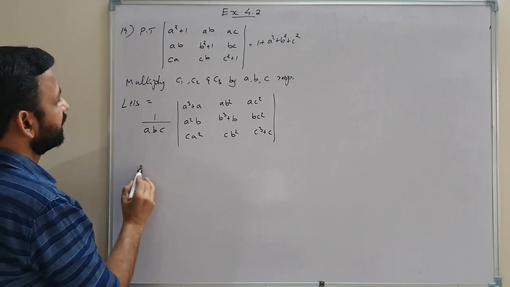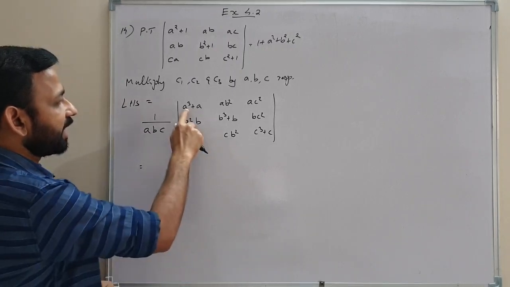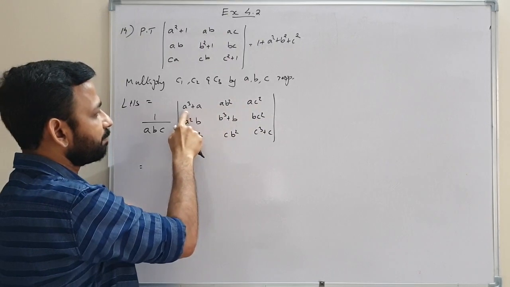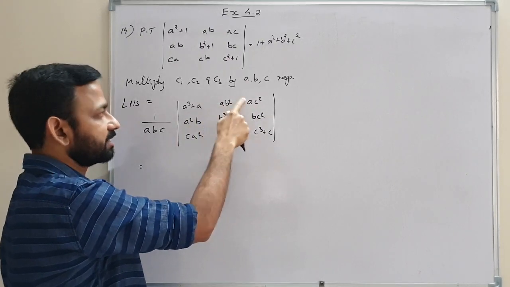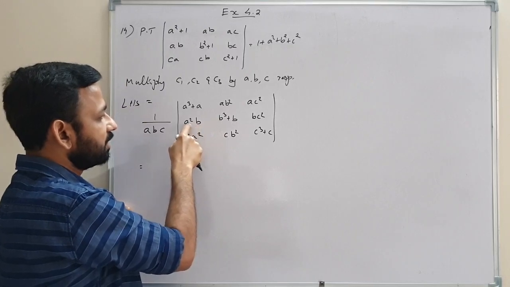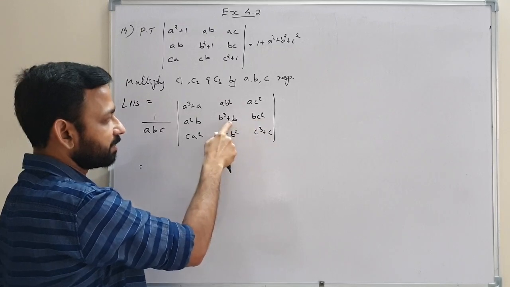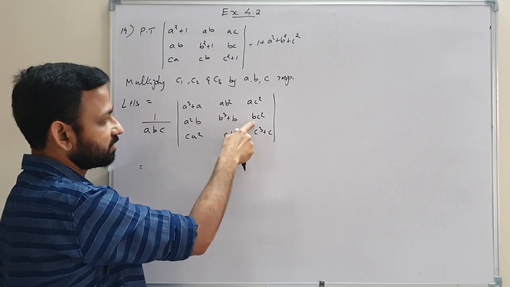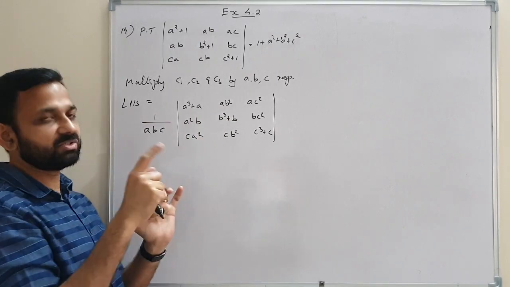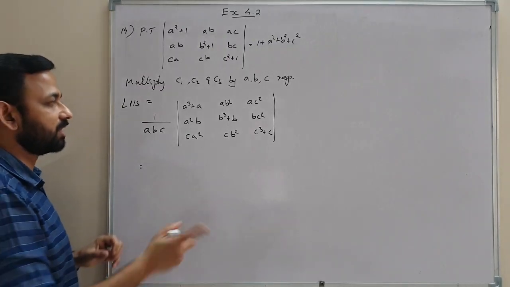LHS equal to, now we can take A outside from the first row. When we take A outside from the first row: 1 plus A square, B square, C square. When we take B outside from the second row: A square, B square plus 1, C square. If you apply C1 tends to C1 plus C2 plus C3, then we can take 1 plus A square plus B square plus C square common.